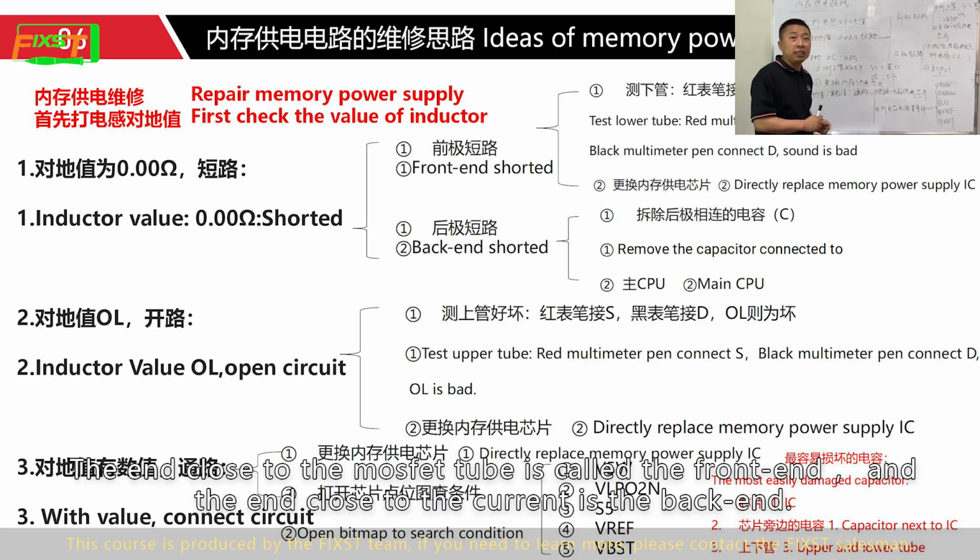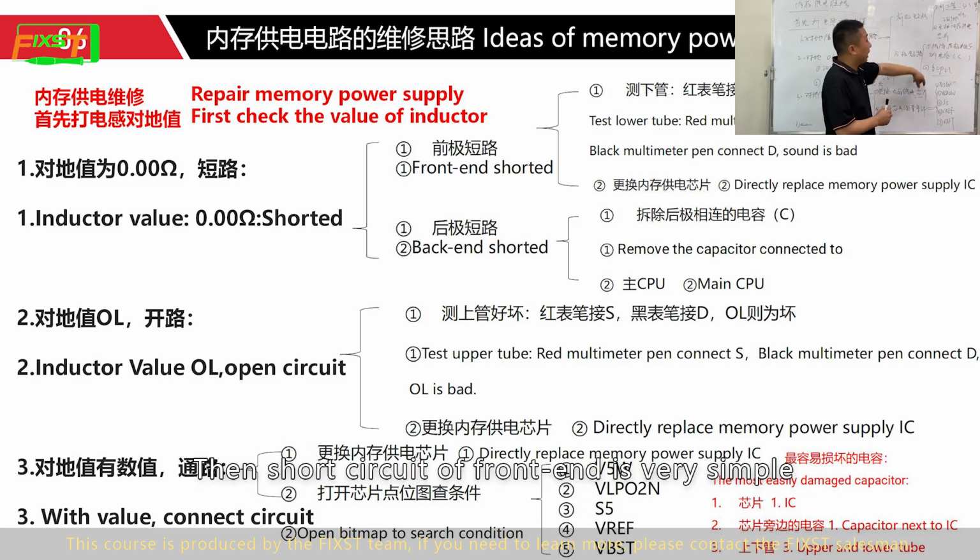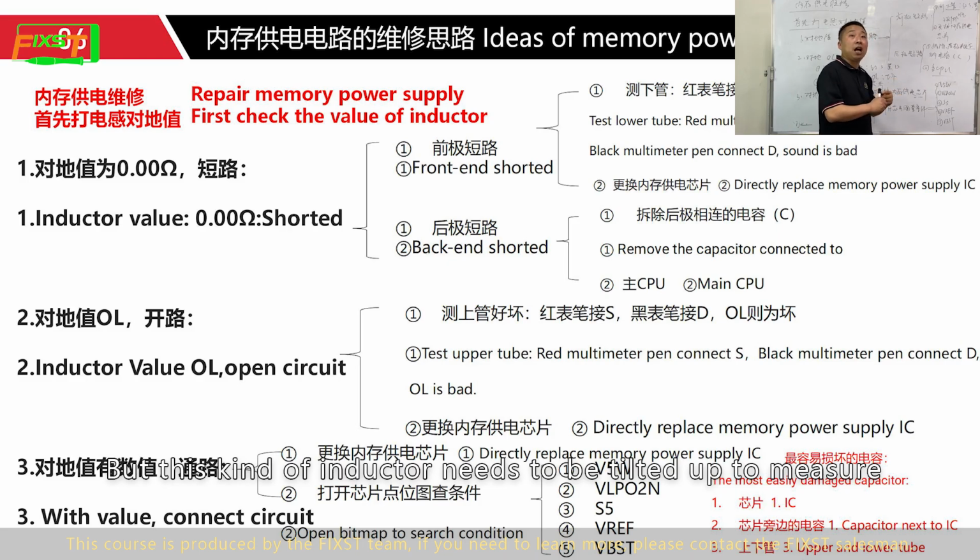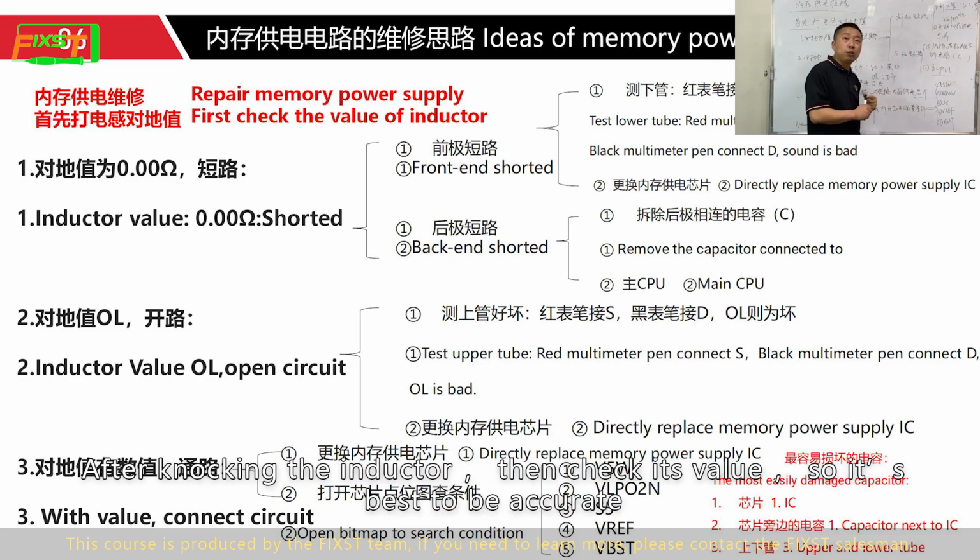Which front end is it? The end close to the MOSFET tube is called the front end, and the end close to the current is called the back end. Short circuit of the front end is very simple. But this kind of inductor needs to be removed to measure. After removing the inductor, check its value, so it's best to be accurate.